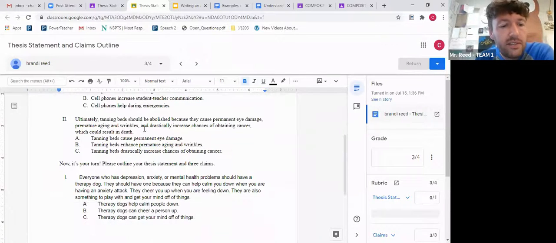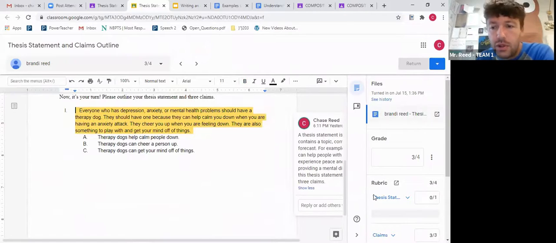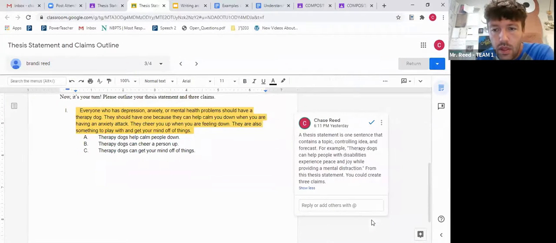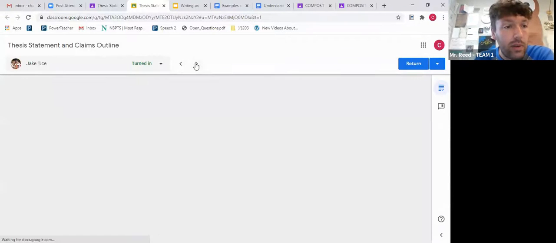So we're looking at Brandy's first, and I gave you a comment over here that I want you to look at, Brandy. Oops, can I move it? All right, so a thesis statement for Brandy would be, therapy dogs can help people with disabilities experience peace and joy while providing mental distraction. Okay, and then from that, she's going to form her 3 claims, which she's already basically got put down here. We could look at another one that's been turned in.